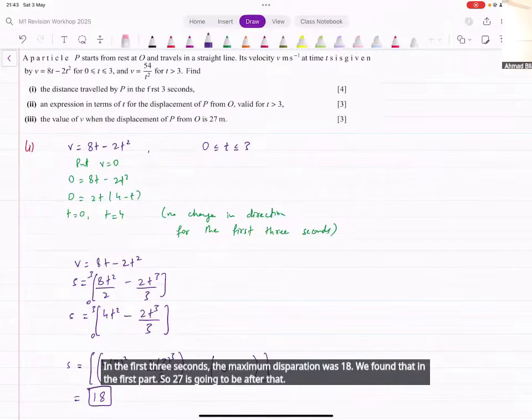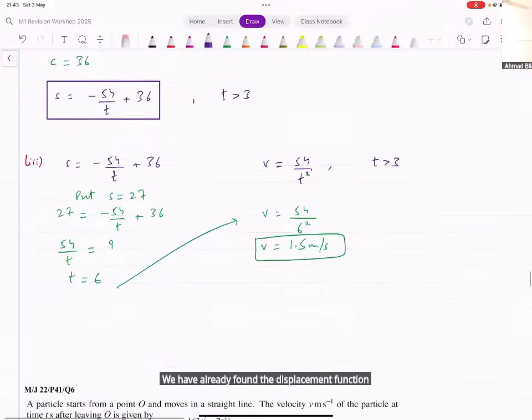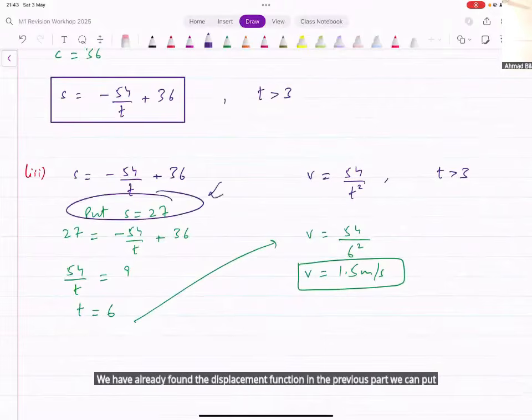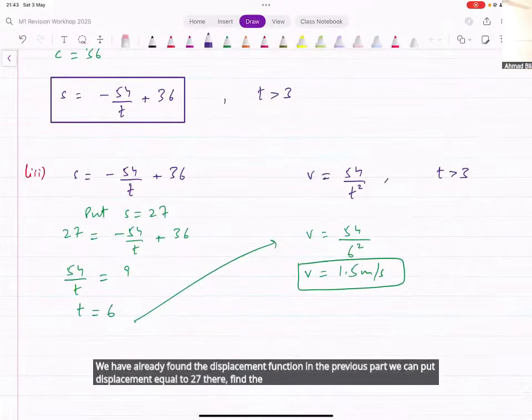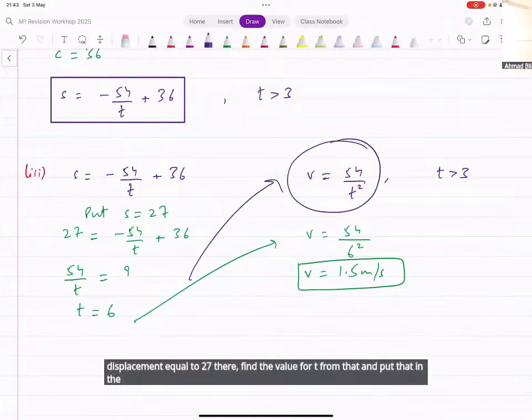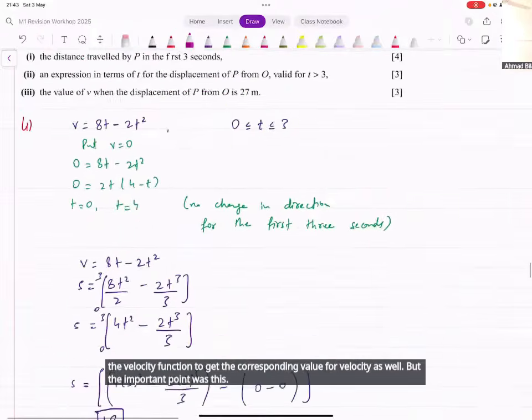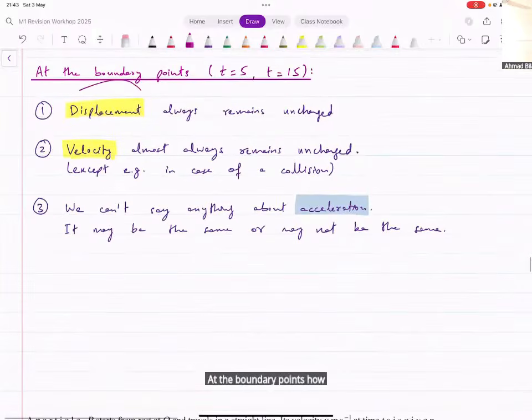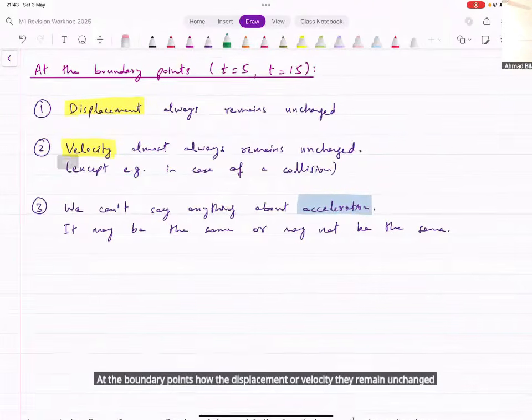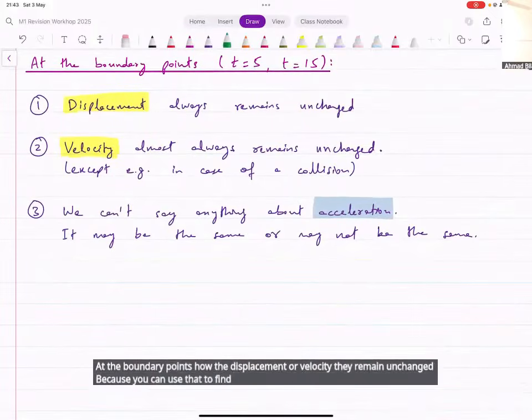We've already found the displacement function in the previous part. We can put displacement equal to 27 here, find the value for t from that, and put that in the velocity function. You'll get the corresponding value for velocity as well. But the important point was this. At the boundary points, the displacement and velocity remain unchanged, because you can use that to find the value for c sometimes.